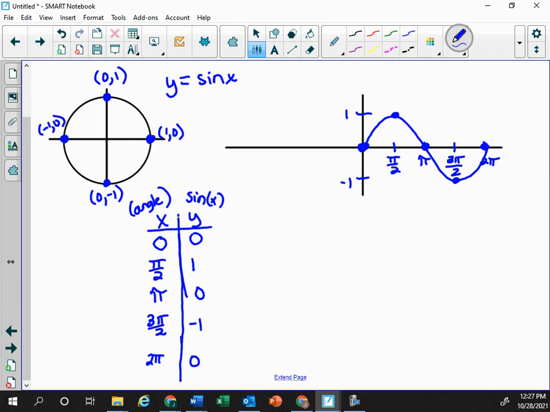We're also going to draw the left side of the graph. The labels. The right side was pi over 2, pi, 3 pi over 2, and 2 pi. The left side, what do you think it's going to be? Negatives of those, yes. So negative pi over 2, negative pi, negative 3 pi over 2, and negative 2 pi.